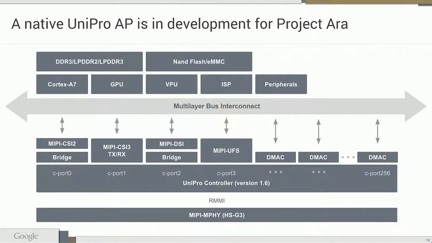We have CSI3 and UFS that I mentioned before. We have a couple of bridges for some legacy camera and data protocols that I'll discuss a little bit more later. And then we have a bunch of CPorts. And that's it. Also in development, we've got some CSI3-based cameras and some UFS-based flash storage devices. And you'll hear a lot more about those in future talks.